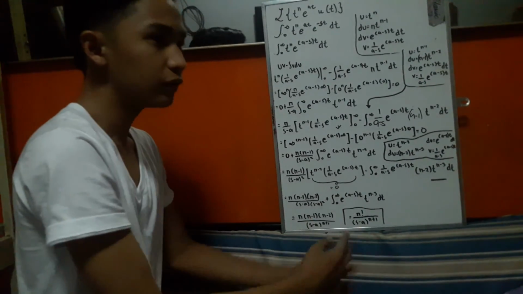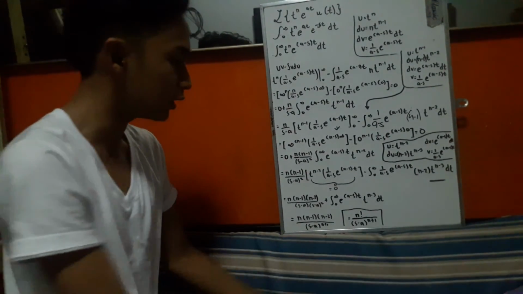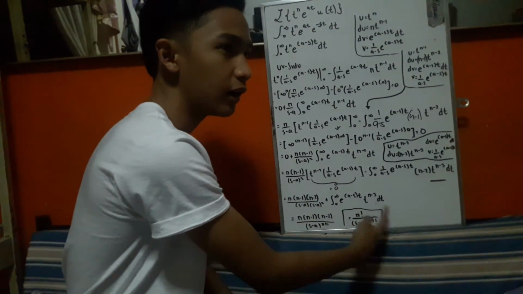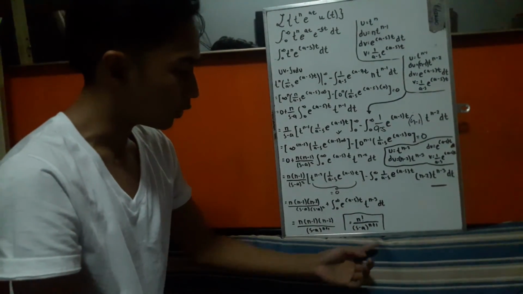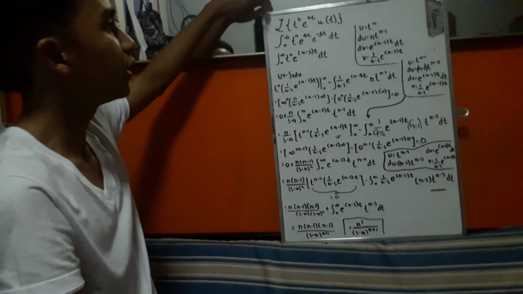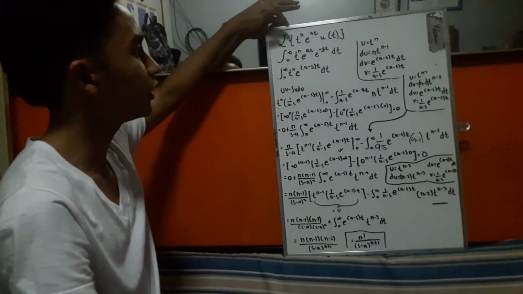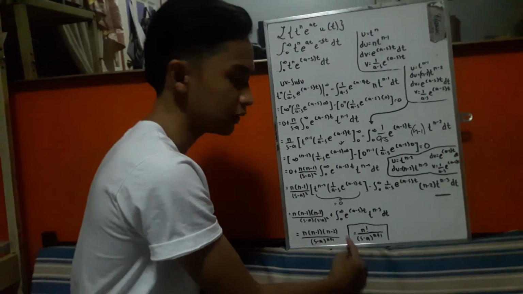By doing the same process over and over again, we will come up with this final equation, which is n factorial over (s minus a) raised to n plus 1. So the Laplace transform of t raised to n times e raised to at will become this equation.